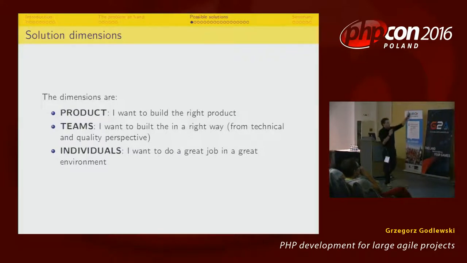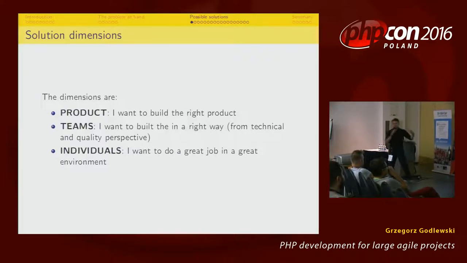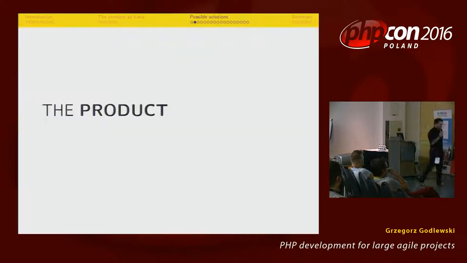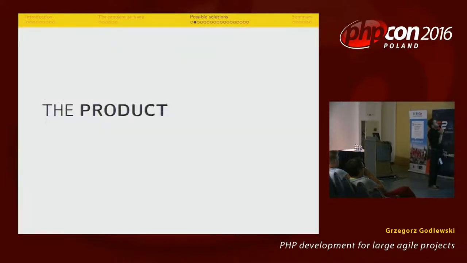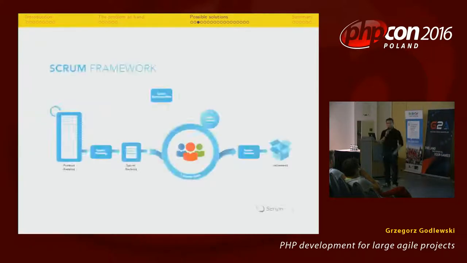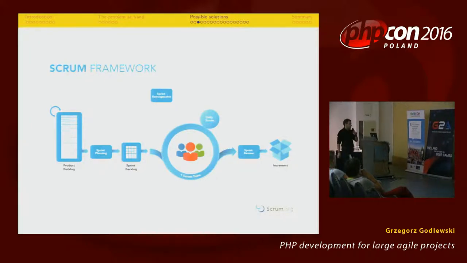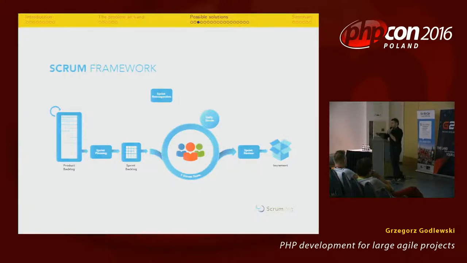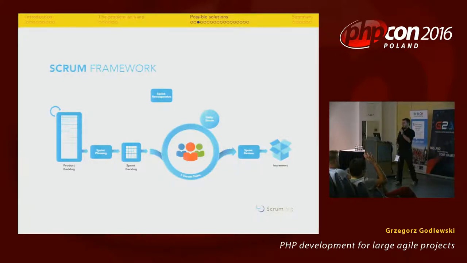So in order to address these 3 levels, we are going to talk about each one of them separately, and you won't be surprised that in terms of product, we are going to use Scrum. Actually, I heard a statistic that 66% of agile projects are done using Scrum. How many of you have worked with Scrum? Okay, quite a lot. And the rest didn't work with Scrum or worked with other stuff, like Kanban.